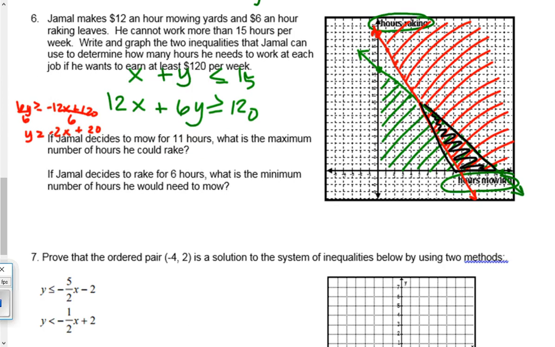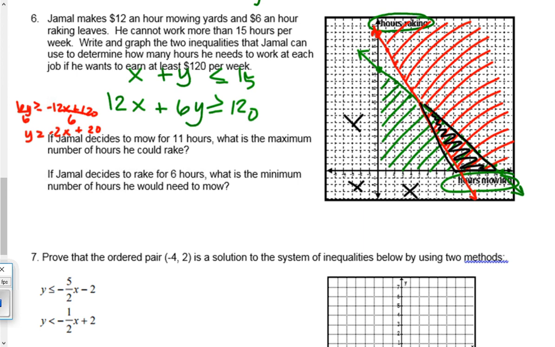Okay, so hopefully your graph matches mine. What I do want to point out is that I didn't bother shading over in these areas because that would be negative time, and we can't have negative time. He can't mow for -2 hours or rake leaves for -3. So I really just kept everything in quadrant 1, just for purposes of realisticness. That's not a word, but maybe it is. Realistic reality, I don't know. So the black region there is where everything was double shaded.